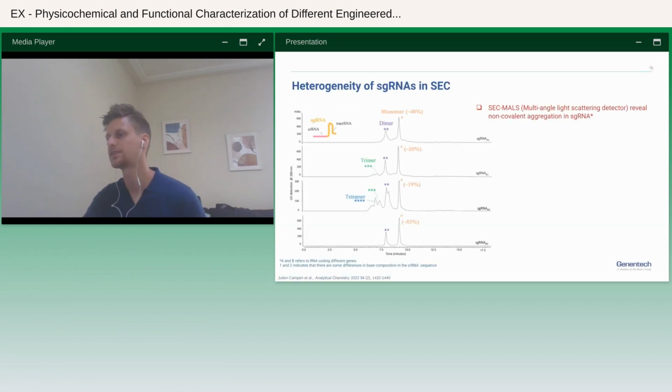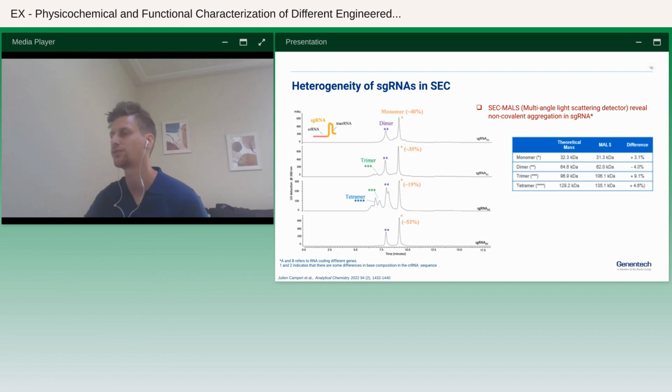Then we tried to get more information on the presence of this high amount of aggregate in the single guide RNA material. In order to do that, we selected four different single guide RNAs: A1, B1, A2, B2. A and B refer to RNAs targeting different genes, while 1 and 2 indicate that there are some differences in the CRISPR RNA sequence. And so you can see that we have different profiles, but at the end, we have the same species.